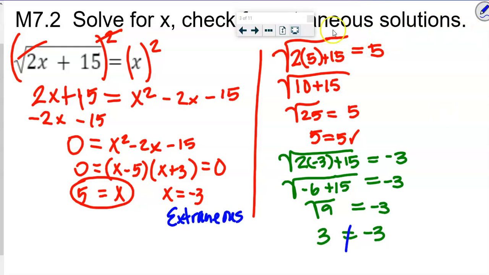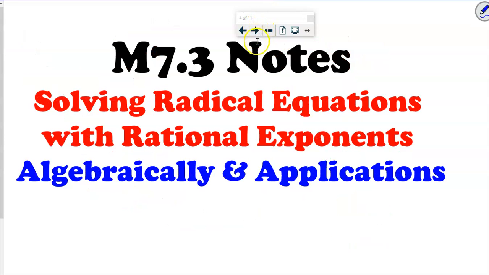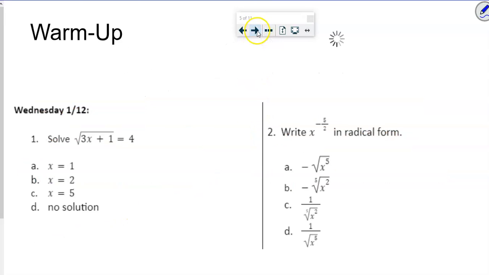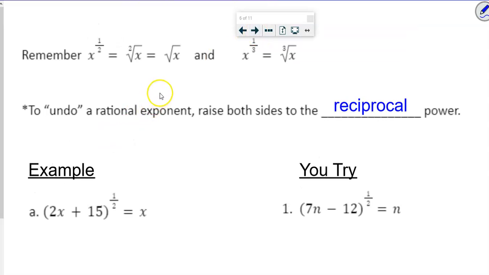it. Okay? All right, so our notes today are solving radical equations with rational exponents algebraically, and then we're also going to do some application problems, okay? So I'm going to skip this warm-up. We're going to go right into the notes, okay?